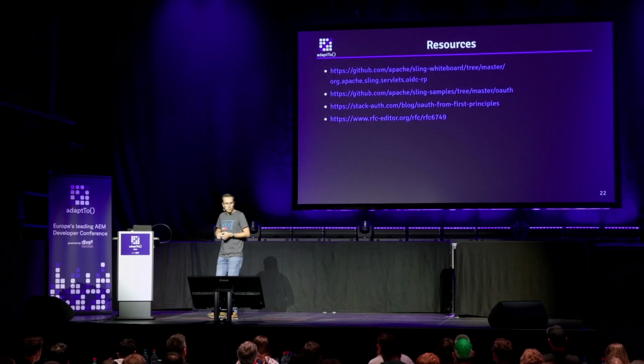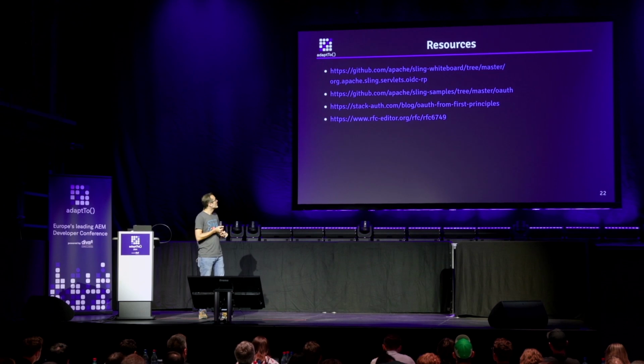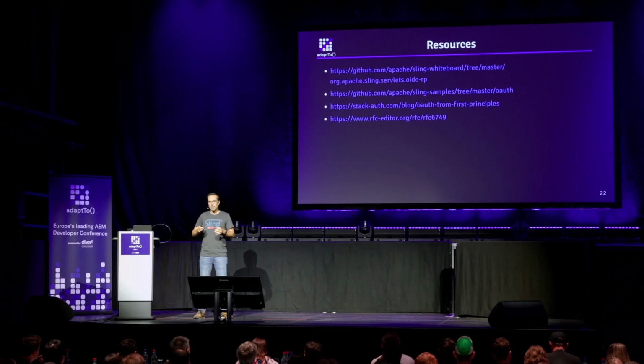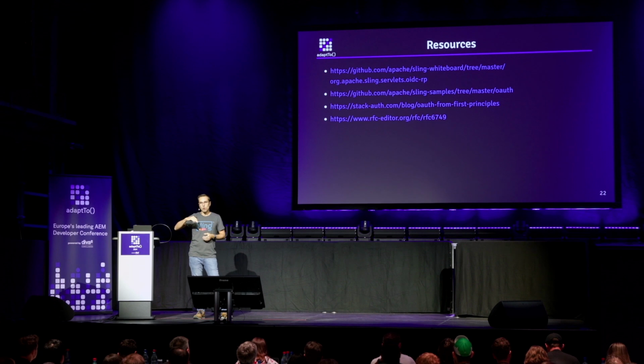To wrap up, a couple of resources. So the bundle is still in the whiteboard, not for long, I hope. The simple demo application is in the Sling samples repository. Once you register at least one application to GitHub or to Google, you will be able to play around with it. The third one is a blog post that I found very informative in taking you through a step-by-step explanation about why OAuth does things the way it does.